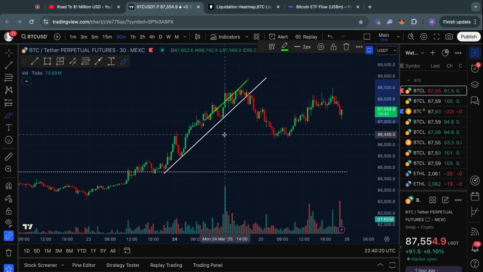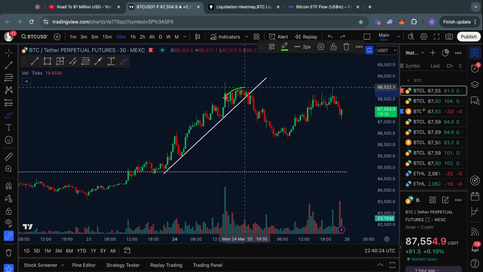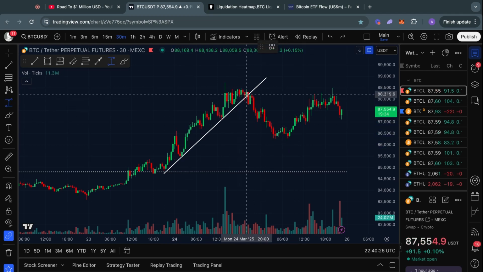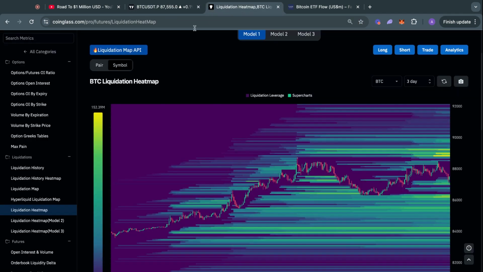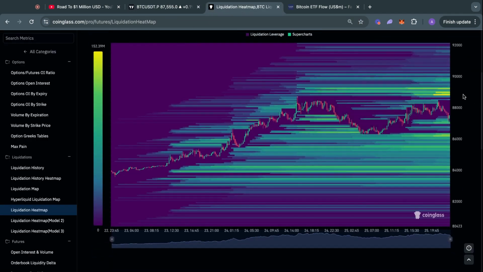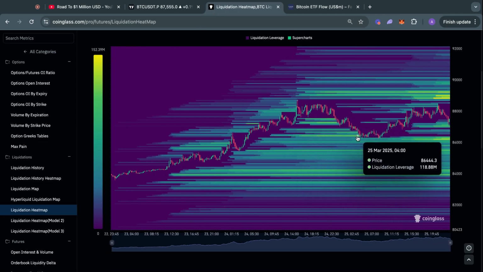Since yesterday's video, we actually broke down from this ascending trend line that we were looking at, and of course, after that, we did see the downside as expected. We got about a 2% move to the downside, sweeping a bunch of liquidity that we were talking about on this Bitcoin liquidation heat map. In fact, we ended up taking out about $120 million worth of long positions, sitting at around 86.4K.